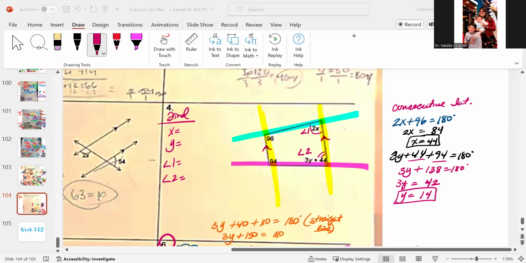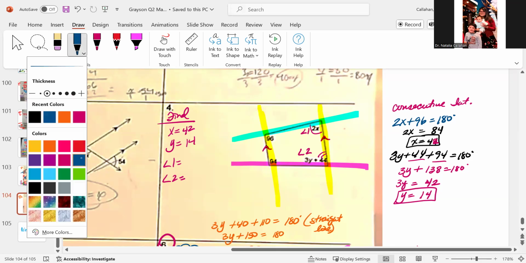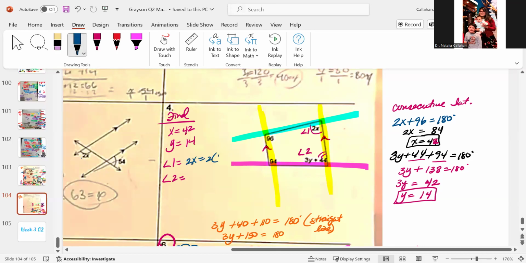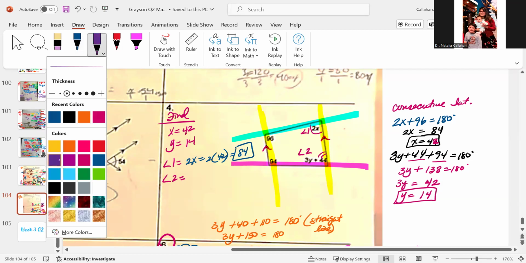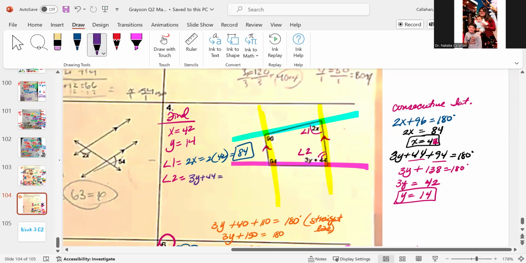Yeah, it is 42. I put 44. So x equals 42, y equals 14, right? Now, which angle can you also solve? You can solve both of them, right? Angle 1 is 2x, so that's 2 times 42. Angle 2 is 3y plus 44, which is 3 times 14 plus 44.